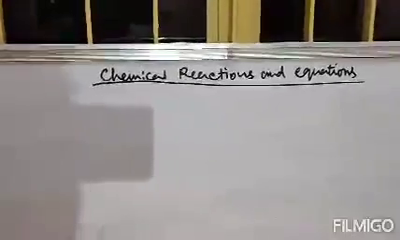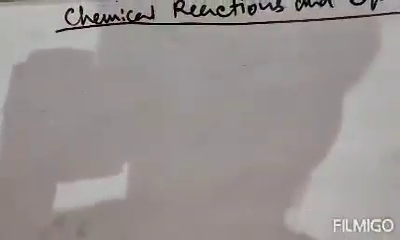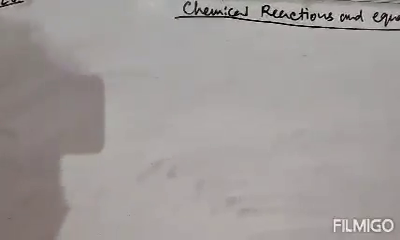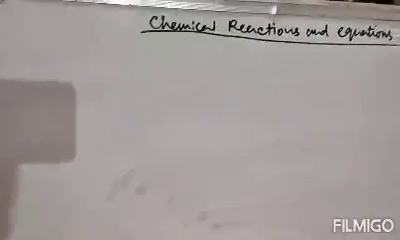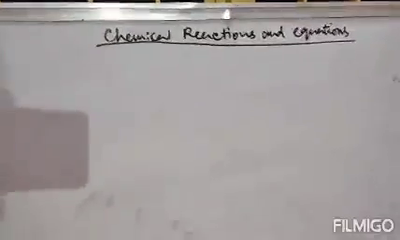The name of the chapter is chemical reactions and equations. This is a very easy chapter. In this chapter we will discuss varieties of reactions, that is, different types of reactions. Basically, we will learn about the different types of chemical reactions and their mechanism with some examples, and at last we will learn how to balance a chemical reaction, and the chapter will be complete. It's a very small chapter.